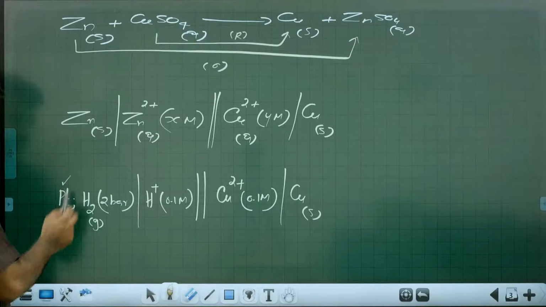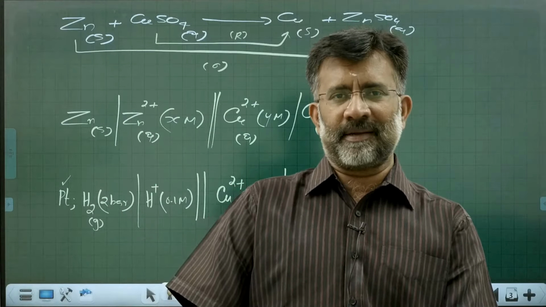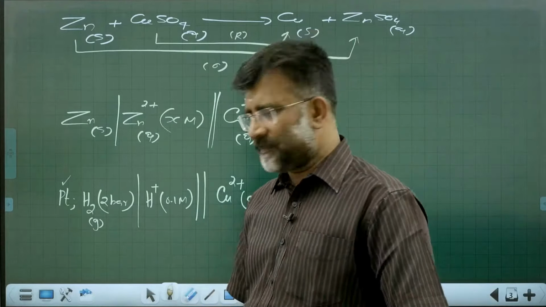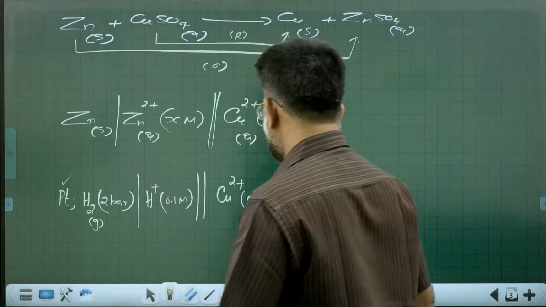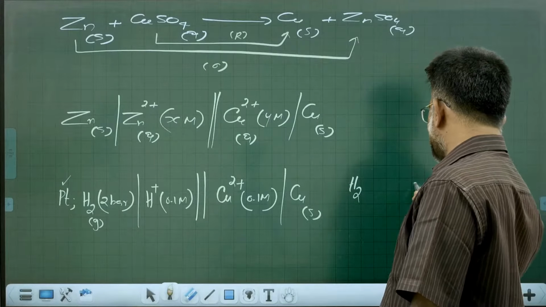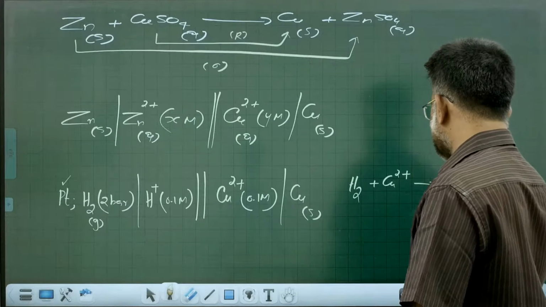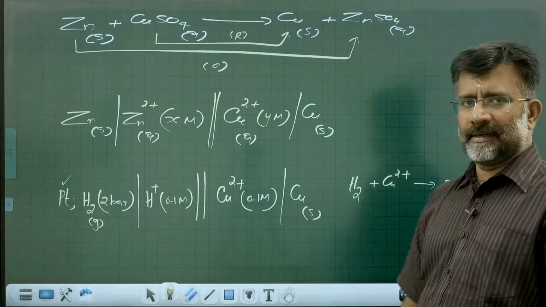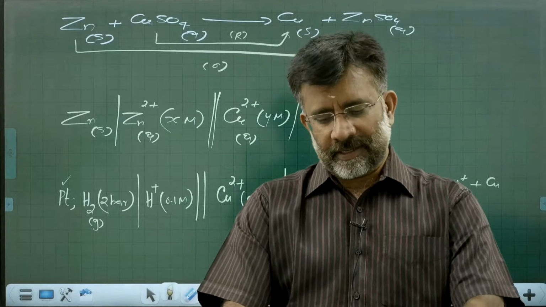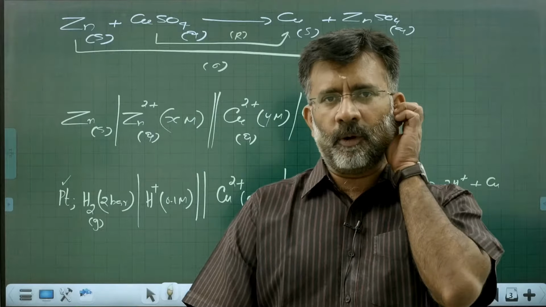Quite naturally, there will be an inert solid electrode incorporated, because a gaseous species cannot take part in the reaction without the help of a solid electrode. That way it is written. And how to represent the cell reaction? The cell reaction is quite simple. It is H2 converted to 2H plus and Cu2 plus converted to Cu. This is the cell reaction. So writing the cell representation and the cell reaction is very important to understand.